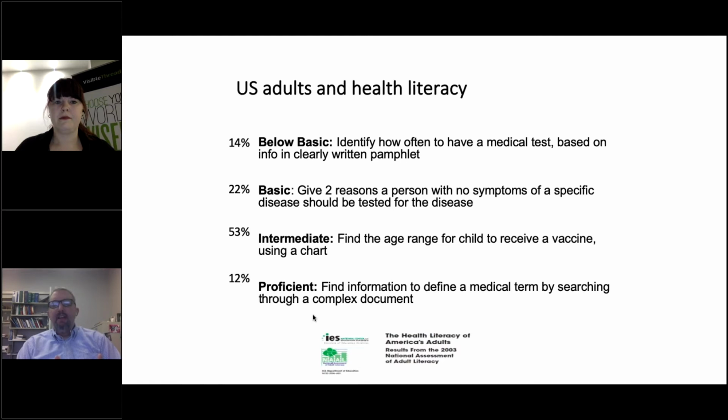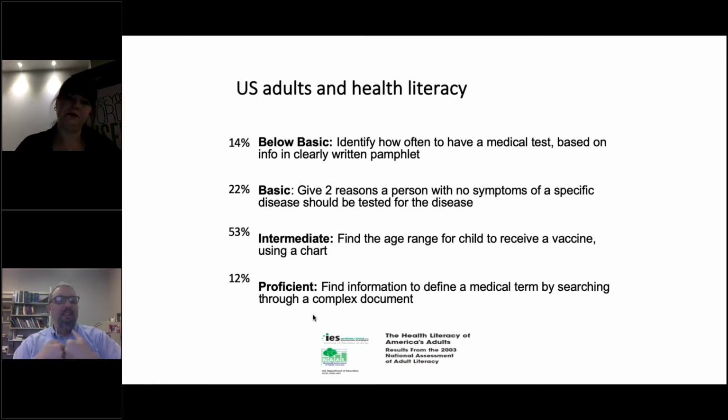And that's the big disconnect, I think, with health literacy and the legal regulatory environment: we know people can't do these things, but we're asking them to do it, not quite daily, but quite often.